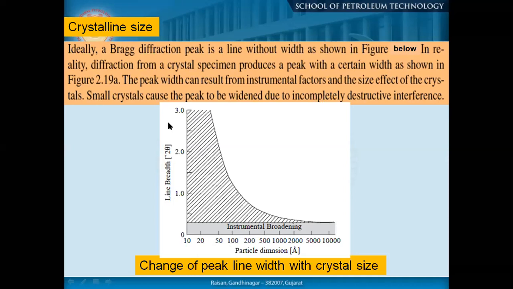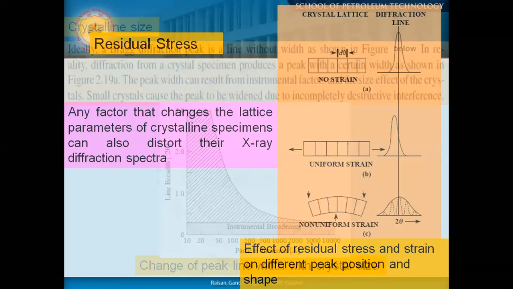Small crystals cause the peak to be widened due to incompletely destructive interference. If you have very small crystals, the sample should be optimally broken down to the crystal size which is required for your specific instrument or analysis.